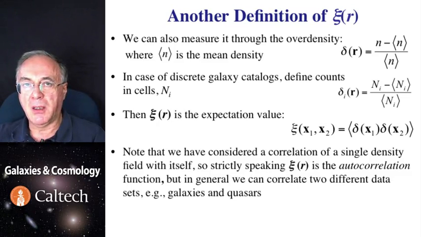Now, strictly speaking, because we're correlating galaxies with themselves, this should be called the autocorrelation function, but common usage is just to call it the correlation function. Note also that you can correlate a sample of one kind of object versus the others. So for example, you could ask, are galaxies clustered around quasars? And then you can evaluate the cross-correlation function between galaxies and quasars, and so on.